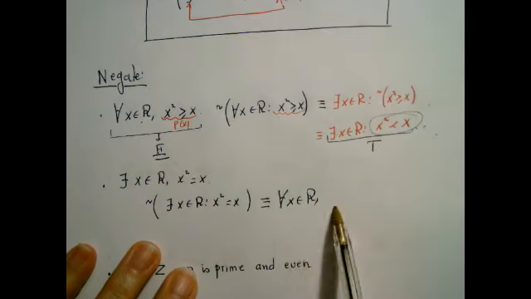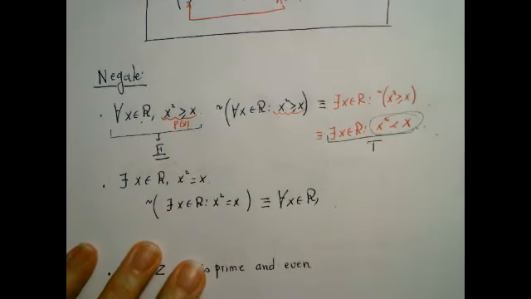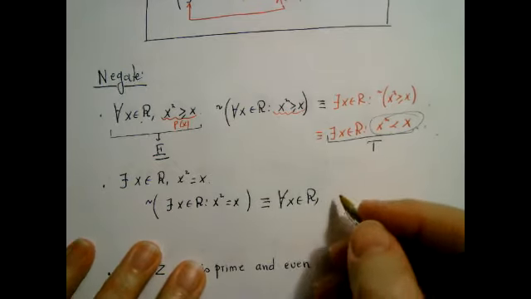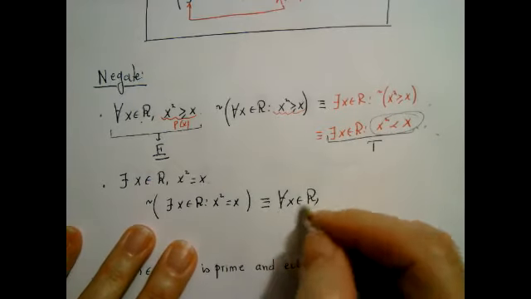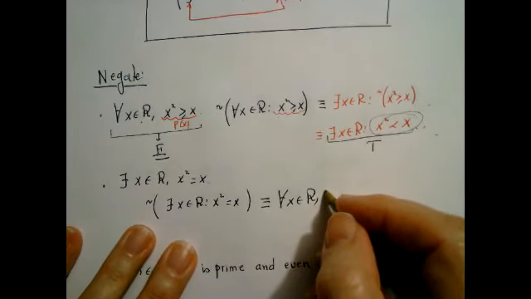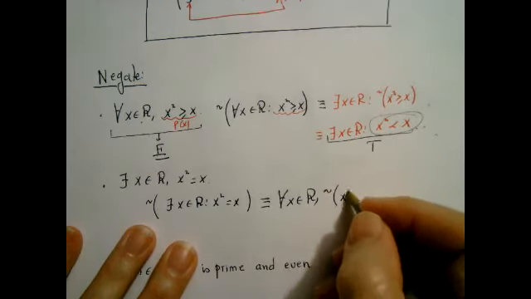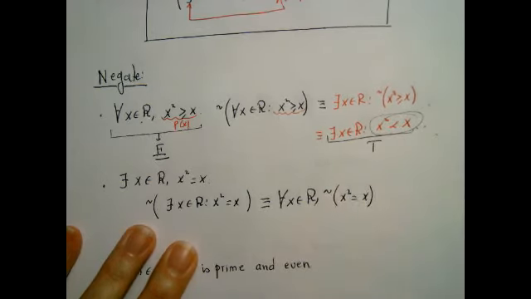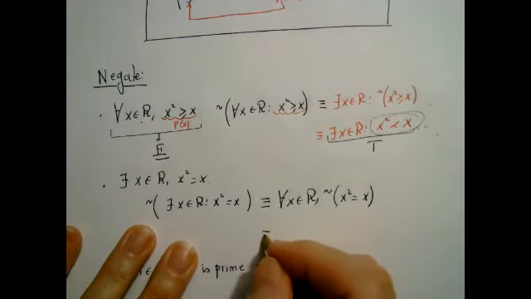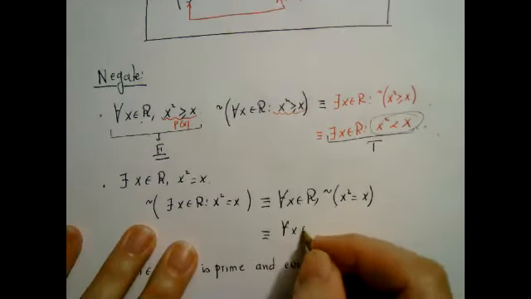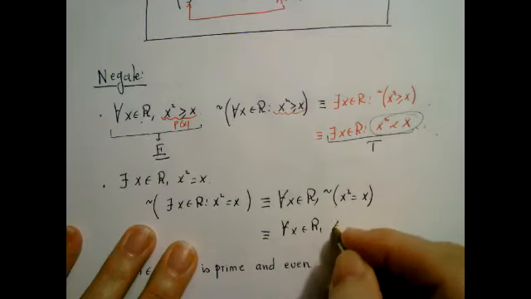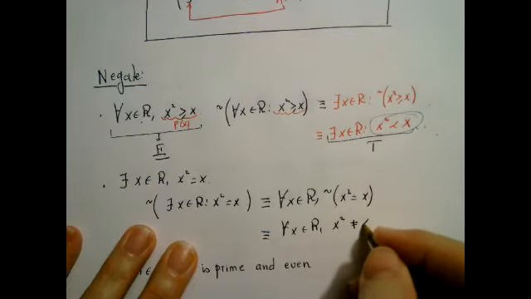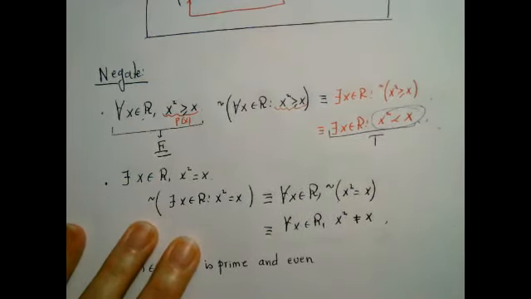For all x in R, then you say what should happen. Okay, keep going. Would it be x squared is not equal to x? Absolutely. So it's the negation of x squared equal to x, which is for all x in R, x squared is different from x.